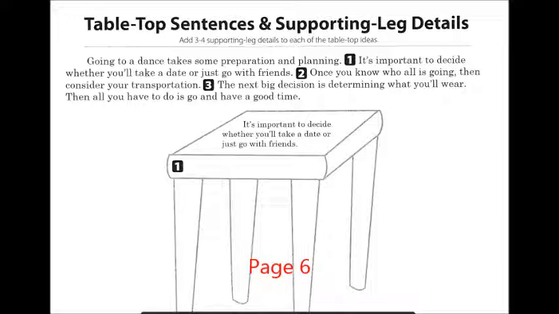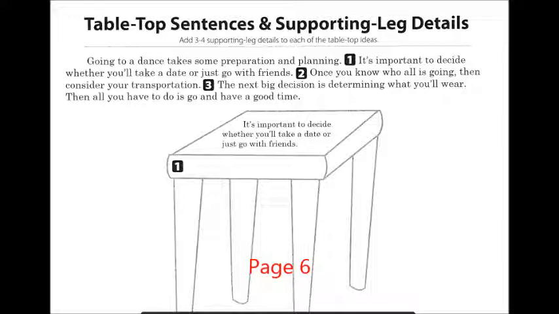So if you look at the first one, it's important to decide whether you'll take a date or just go with friends. Now we're talking about going to a dance and why it's important. So here you may choose to add details about why you'll go with a friend, or why you will go with a date. So this is what I want you to do, is to go through these next few.